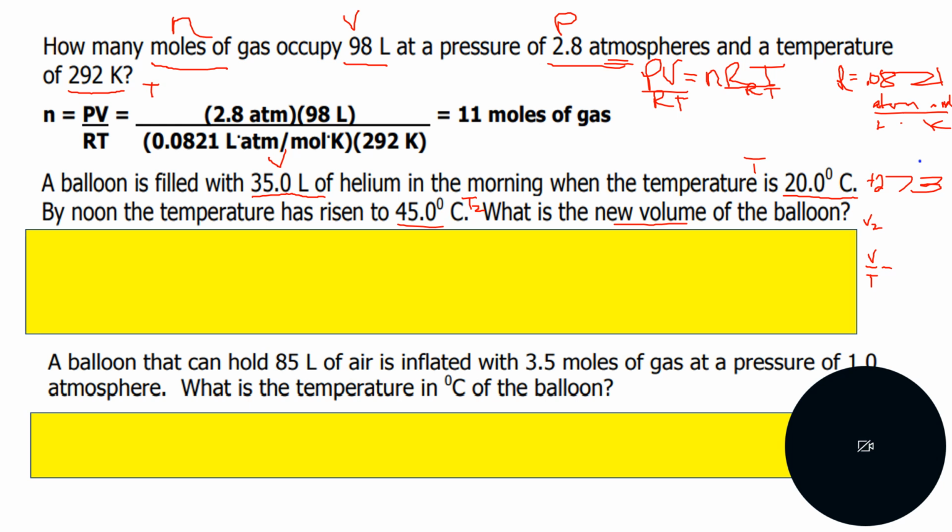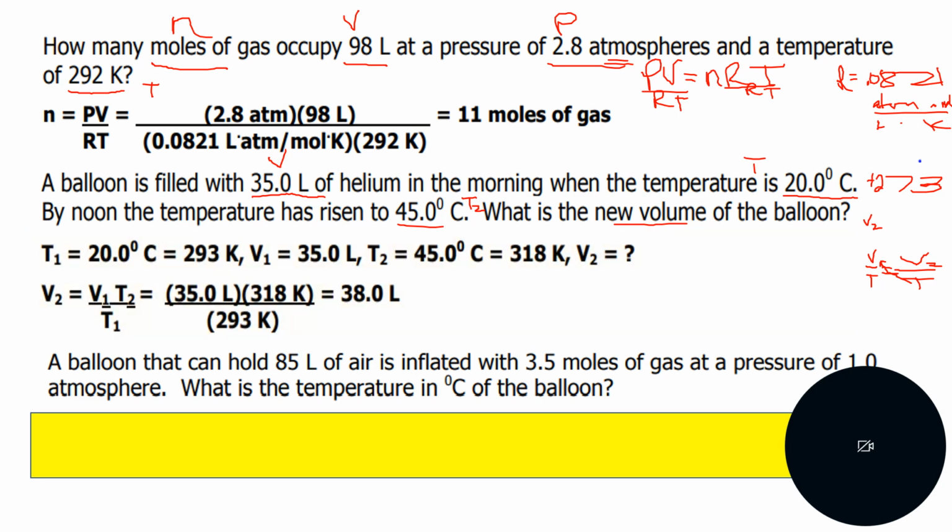This would be an example of Charles's law. It looks like this. And we are looking for what is volume 2 over here. So just cross multiply the T up to the top and then plug your numbers in and solve. Doing that just like I did, but plugging in the numbers, you'd end up with 38 liters.